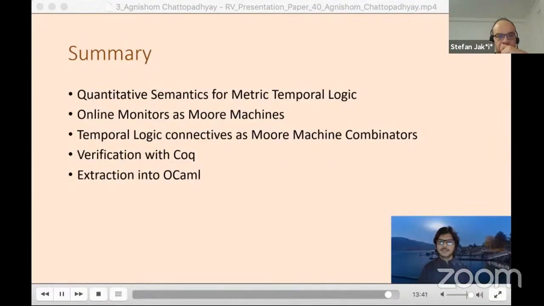In summary, we discussed a lattice-based framework for quantitative semantics for temporal logic, formalized the notion of online monitors as Moore machines, and used Moore combinators to construct monitors. We have verified this construction in Coq and extracted OCaml code, which performs reasonably well.